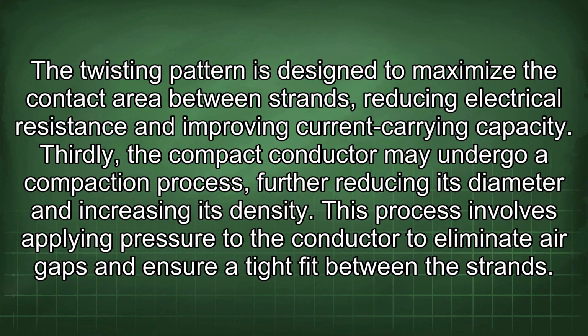The twisting pattern is designed to maximize the contact area between strands, reducing electrical resistance and improving current carrying capacity. Thirdly, the compact conductor may undergo a compaction process, further reducing its diameter and increasing its density. This process involves applying pressure to the conductor to eliminate air gaps and ensure a tight fit between the strands.